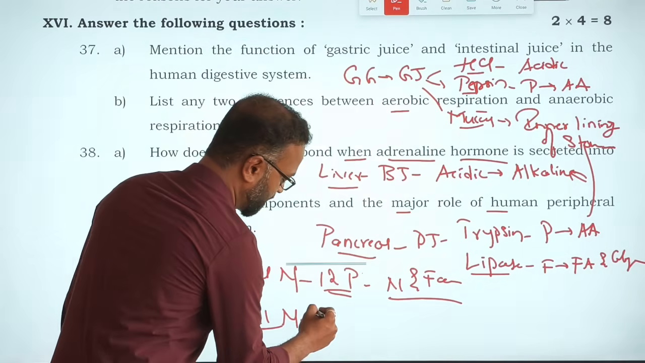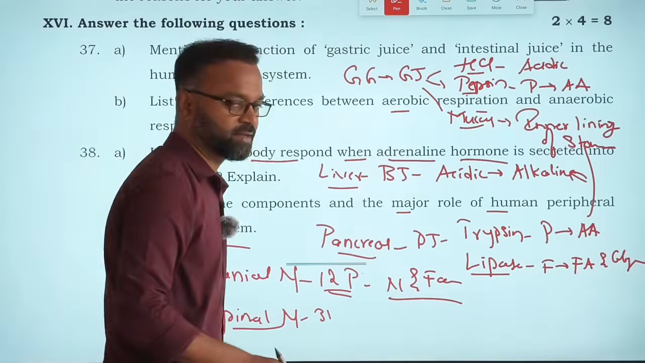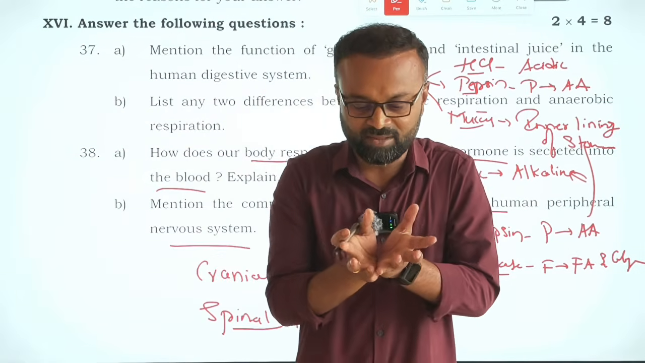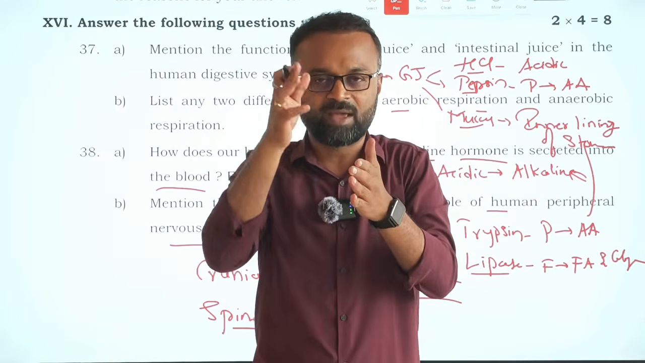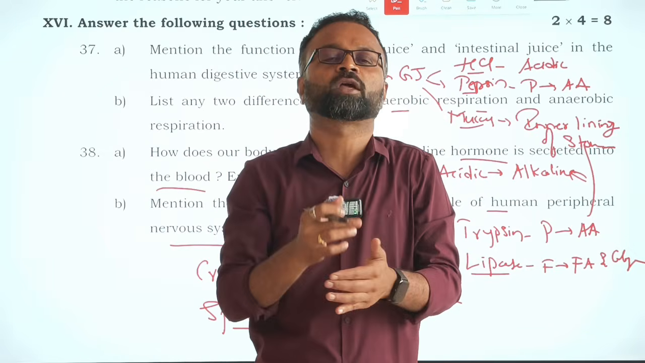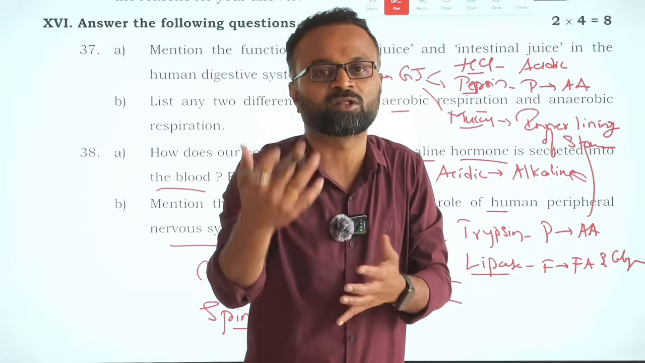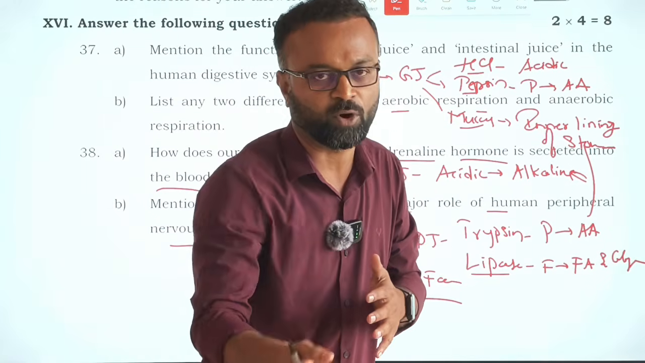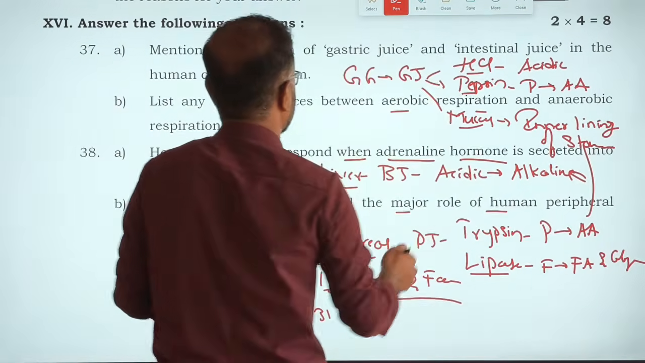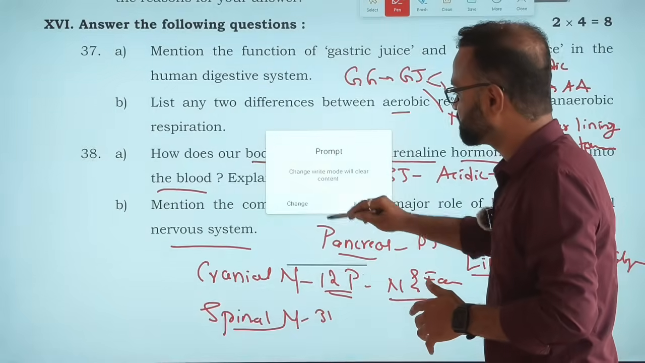Spinal nerves are around 31 pairs. The spinal cord emerges to form the 31 pairs of spinal nerves, which have sensory neurons and motor neurons in order to exchange information from all the parts of the body to the spinal cord, or from the spinal cord to all the parts of the body. We can give an example also. Very simple. Next one, see here.